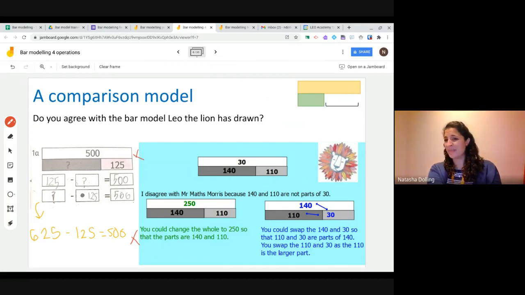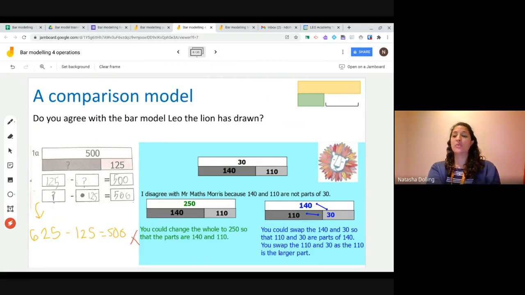And that's the big thing. That's just an equation that they've made from those numbers. But this bar model is showing us that 500 is the whole. And in this equation, 500 is not the whole, 625 is the whole. So that's a really important thing to point out.